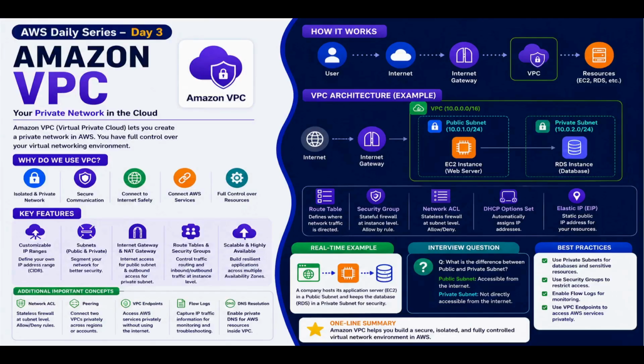Now, here is a very common interview question. That is, what is the difference between public and private subnet? The answer is very simple. A public subnet allows direct internet access and a private subnet does not allow direct internet access. This is a very important interview question. So, if I explain Amazon VPC in one single line, Amazon VPC helps us to build a secure, isolated, and fully controlled private network inside AWS.